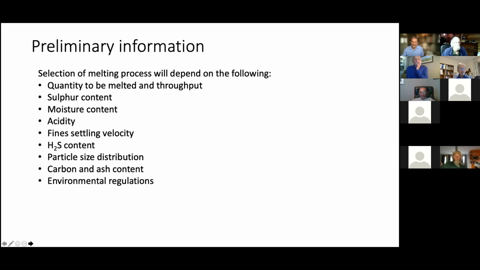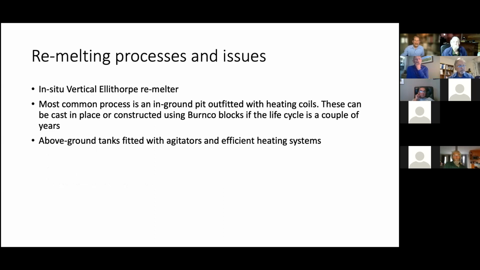So we go to the melting processes. Here we go. There are basically three types. One is an in situ vertical remelter, and I'll show you a picture of that and explain it. Not in use anymore. The most common process is an in-ground pit, outfitted with heating coils.